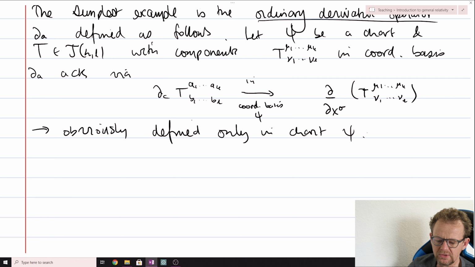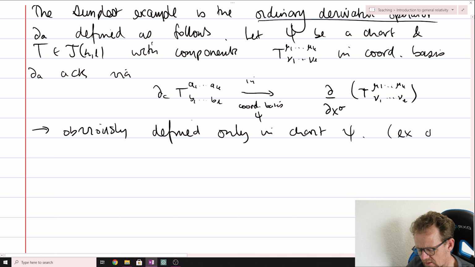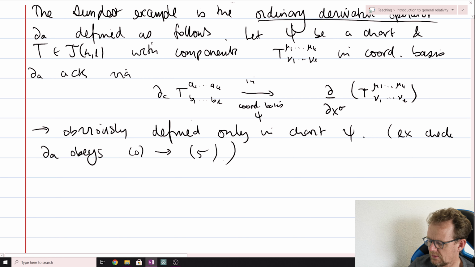But it at least establishes that with respect to one chart, there exists at least one derivative operator obeying all those conditions. You can check yourself that delta obeys these conditions, obeys 0 through 5. Okay, that's an exercise for you.